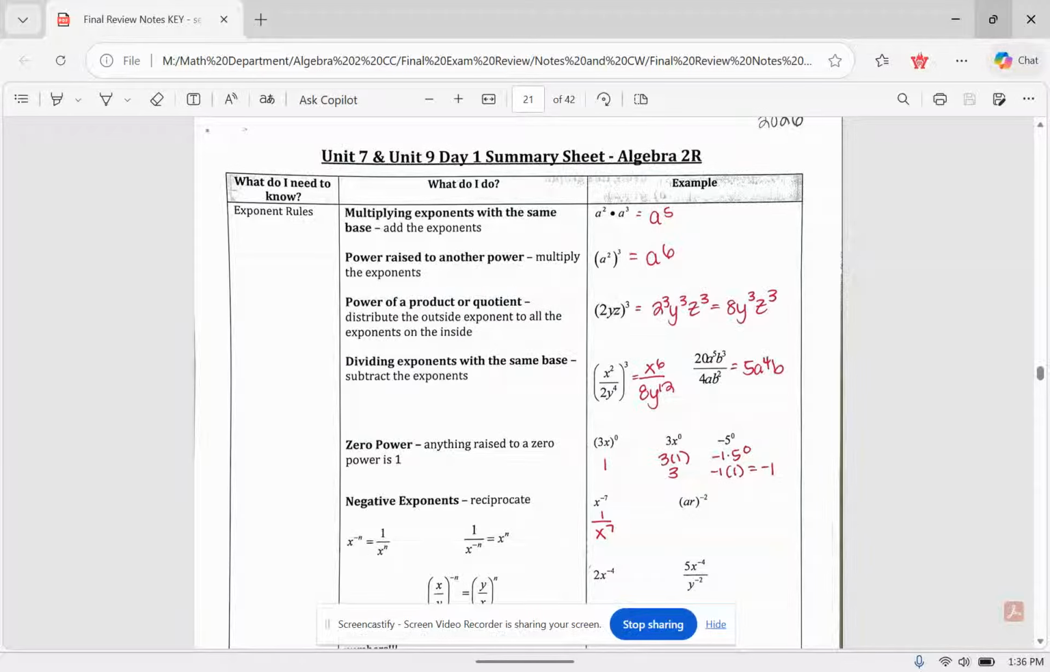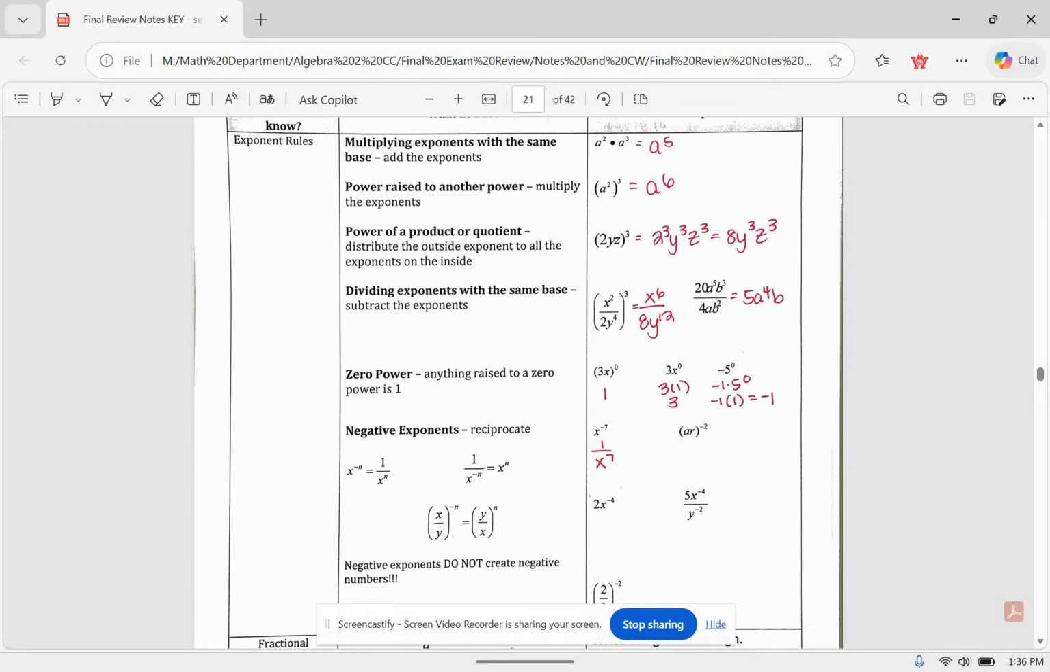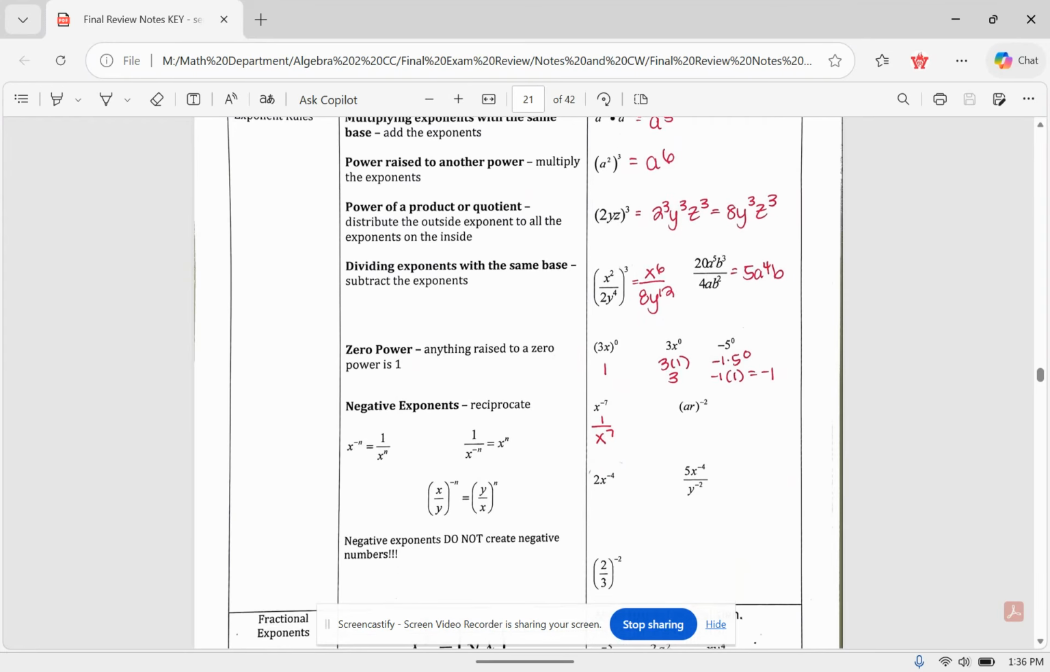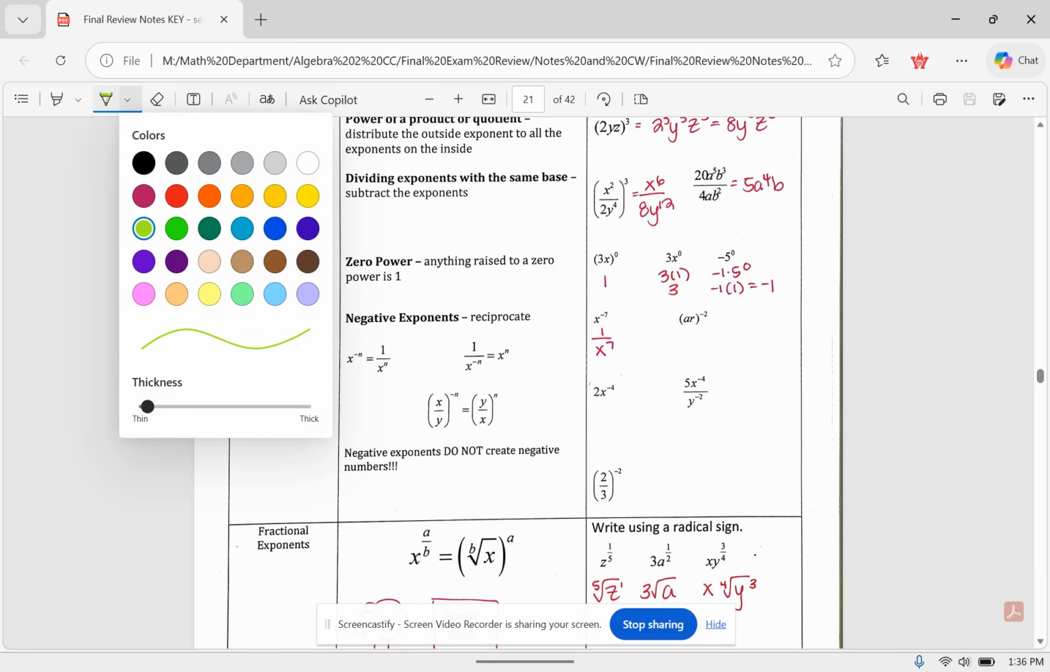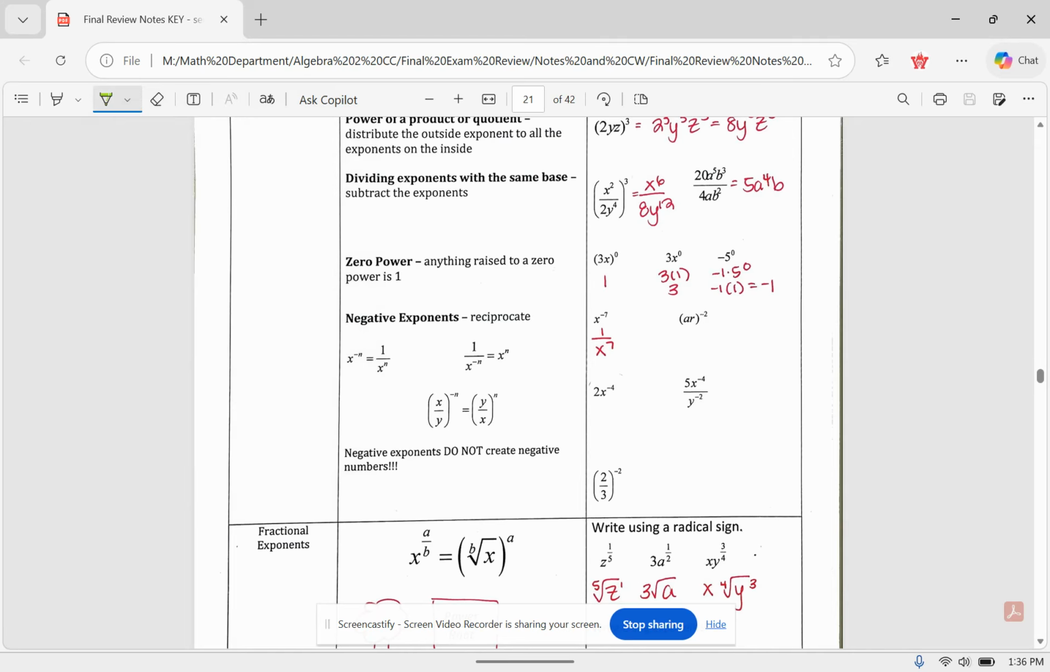So here's just the basics of some of the stuff that we talked about in this unit. We've got our exponent rules listed again. We've got powers of 0, including negative exponents. So jumping in here with our example of a r raised to the negative 2. That's the same thing as 1 over a r raised to the positive 2.